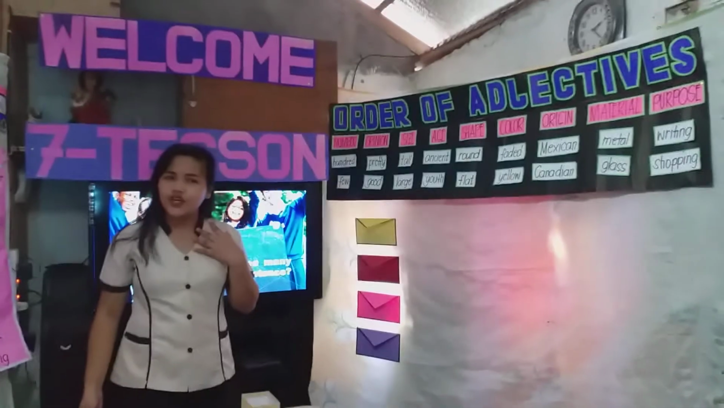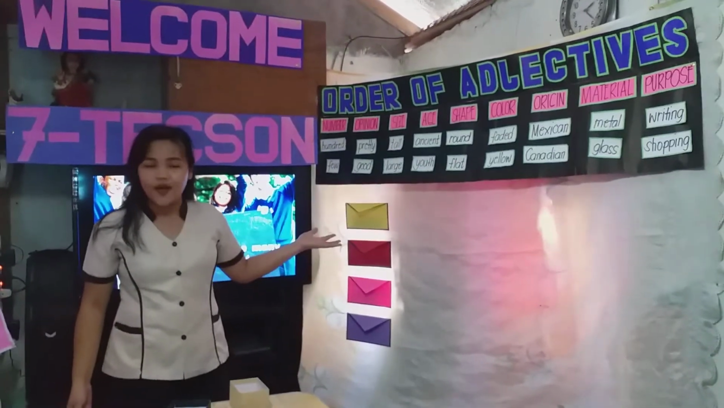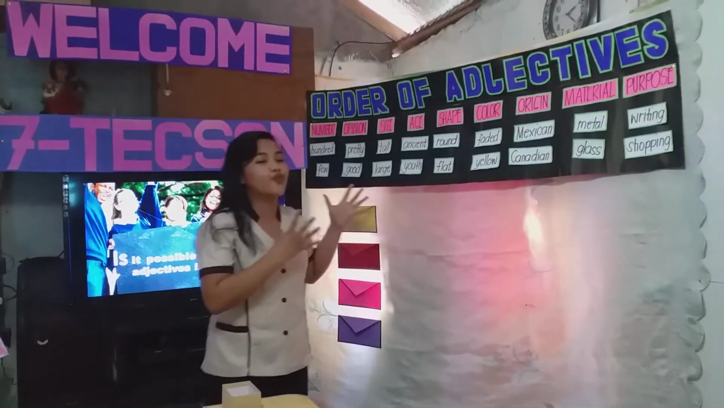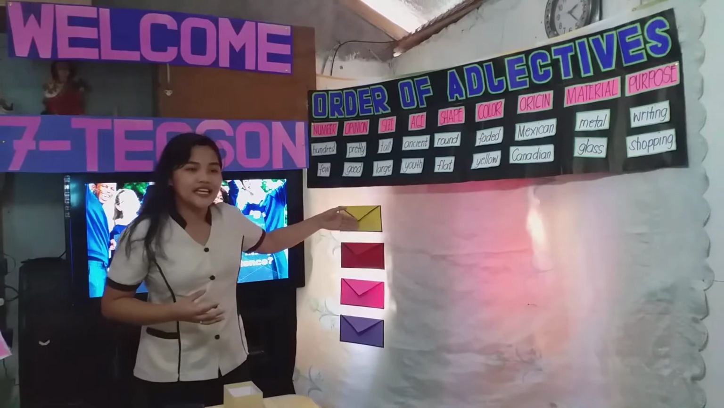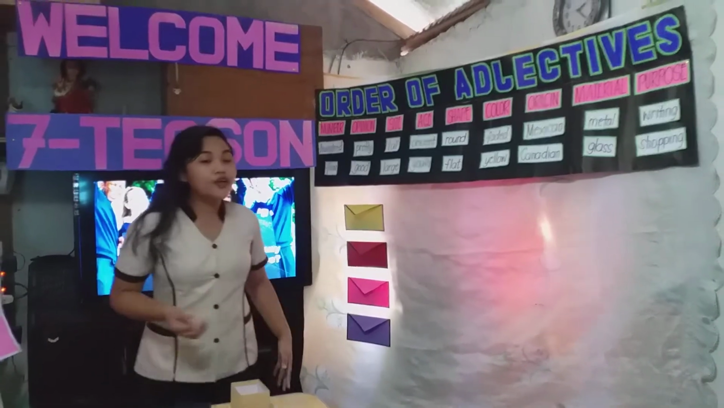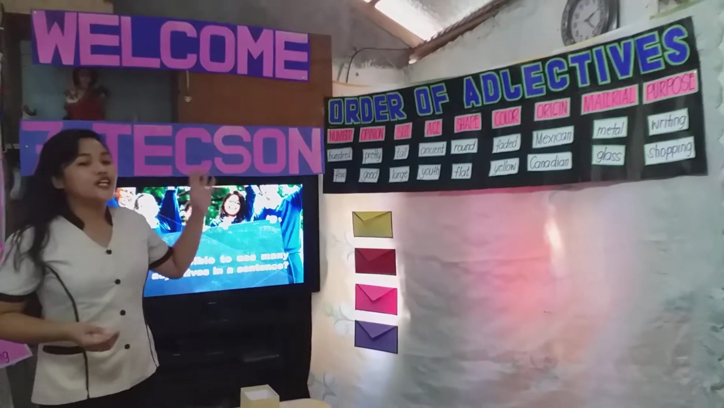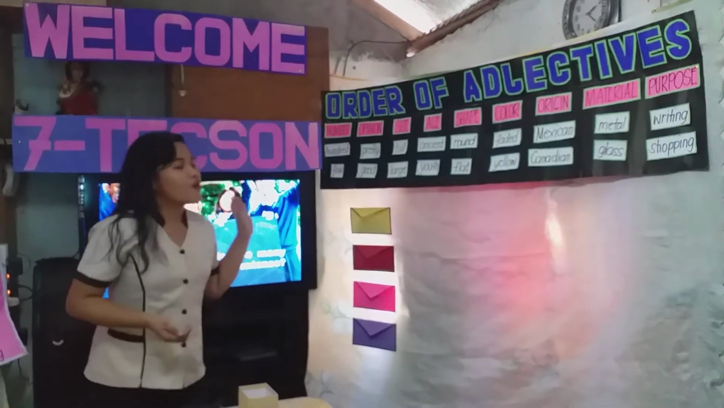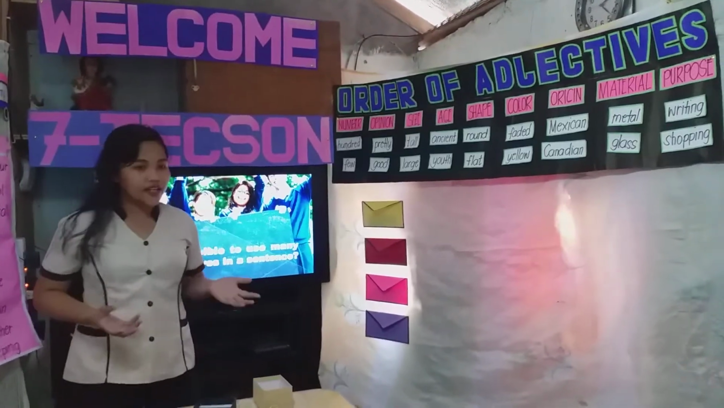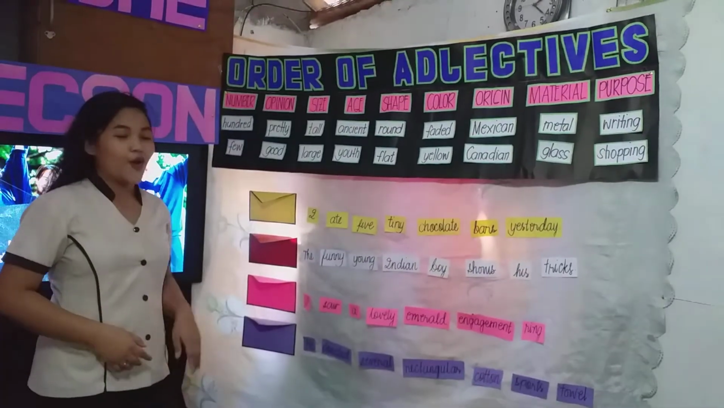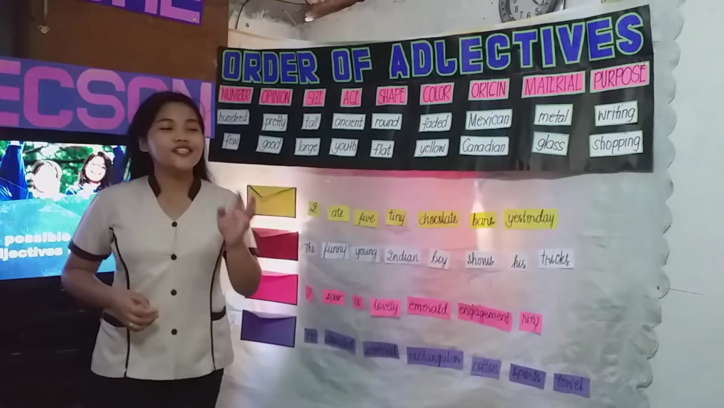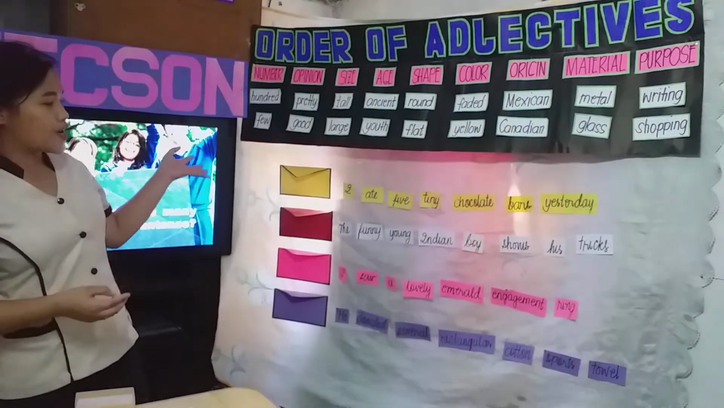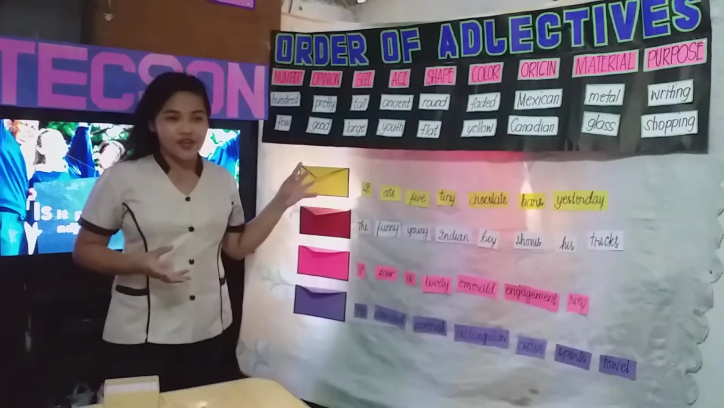So what do you have to do with this one? Okay, very good. You have to arrange the set of words that are inside this envelope. So I will give you 5 minutes to answer that one. Are you ready? Okay, 1, 2, 3, start. Go. Okay, very good. Group 1, 2, 3, and 4. So here are your work. So let us read all together.